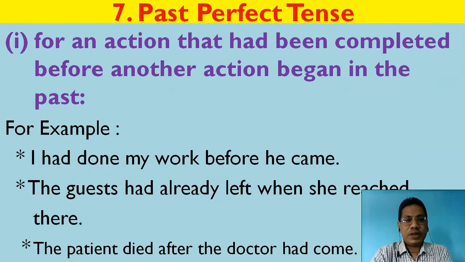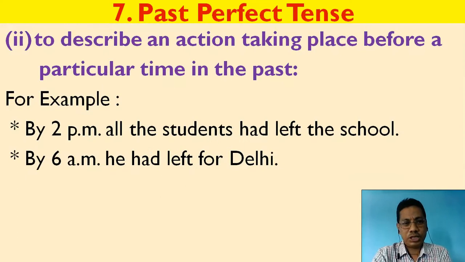Then past perfect tense. It is used for an action that had been completed before another action began in the past. For example, I had done my work before he came. The patient died after the doctor had come. Then it is also used to describe an action taking place before a particular time in the past. Like by 2 p.m. all the students had left the school. By 6 a.m. he had left for Delhi.